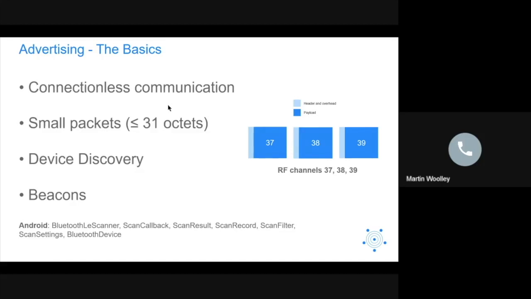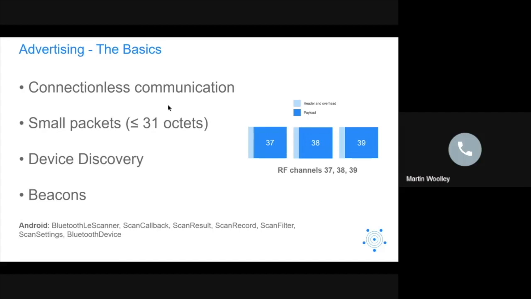Advertising takes place on 3 specific radio channels. Bluetooth works in the 2.4 gigahertz spectrum, but it divides that spectrum into 40 channels. Each channel is not a frequency, it's actually a frequency range. It's a frequency band, 2 megahertz wide, so there's a lower frequency and an upper frequency that define a particular channel.